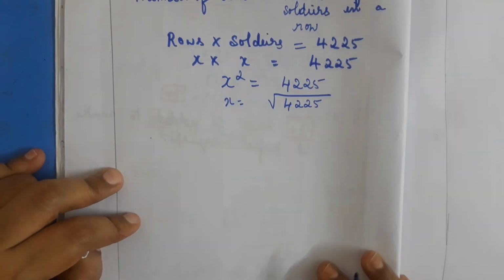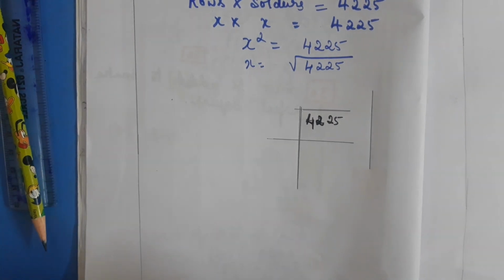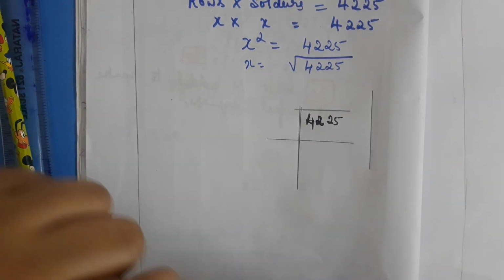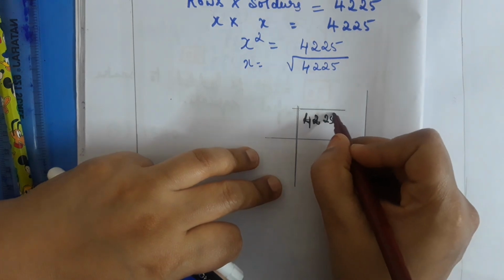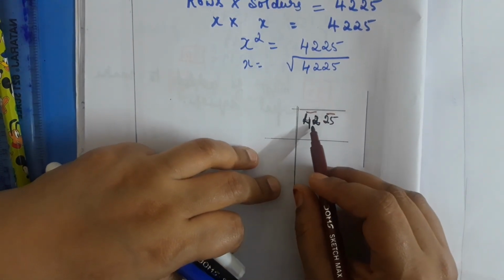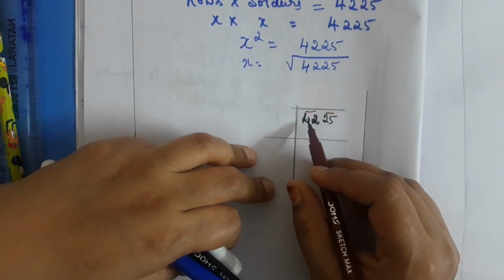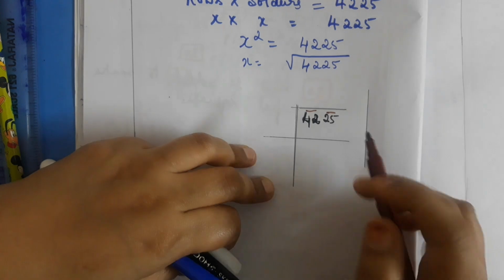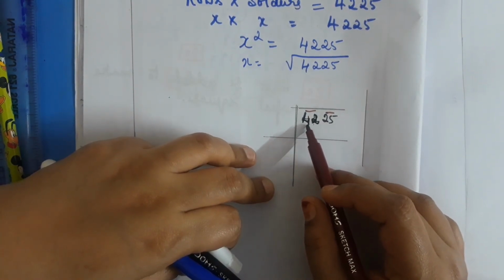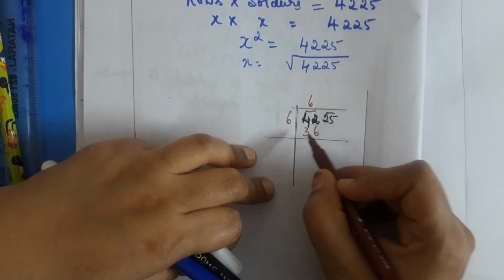So we have to find the square root by the long division method. That is easy, I think. For 4225, the first step is to group from the right side. 25 is one group and 42 is one group. Now check the square number nearer to 42. 5 5s are 25, 6 6s are 36, 7 7s are 49. We can't take 49 as it is greater, so we take 6 6s are 36.